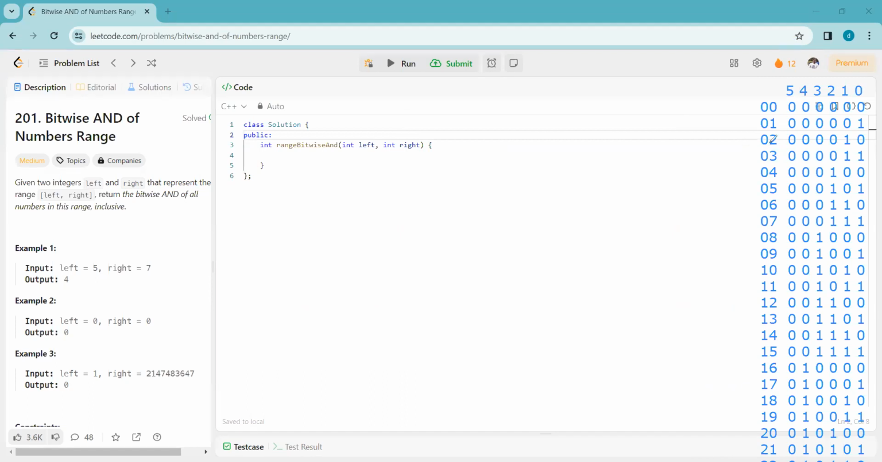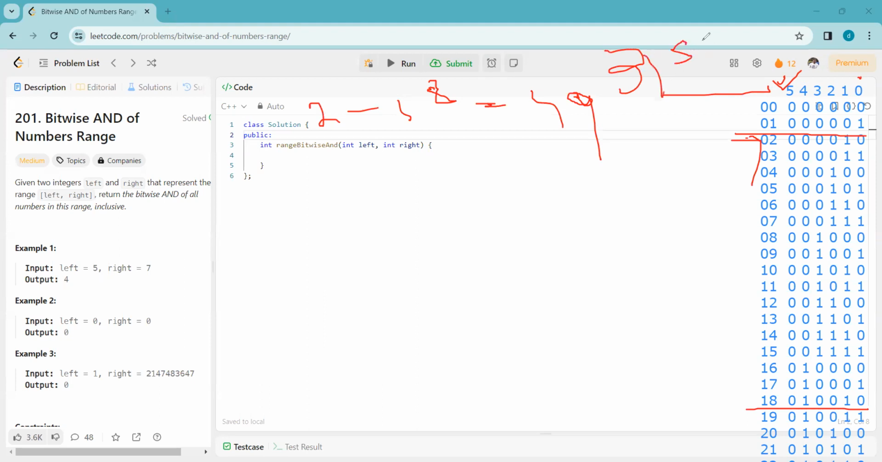Suppose we have a range from 2 to 18. So how many numbers do we have in this range? We have 19 numbers, right? We have to check the bits, suppose we check till the fifth bit. From the 0th bit, first, second, third, fourth bit. After that, for all the numbers till the 31st bit, it will be 0, so the value will be 0 anyway. So let's check from the fifth bit.